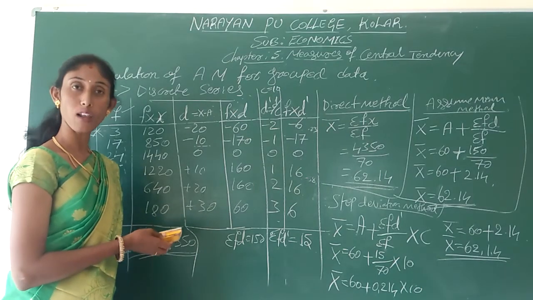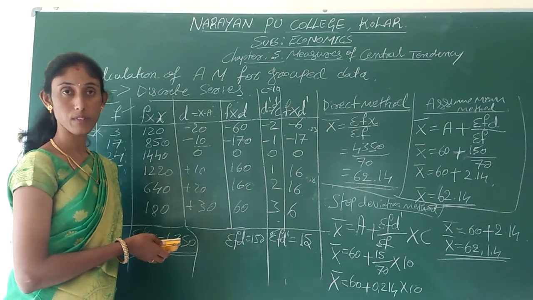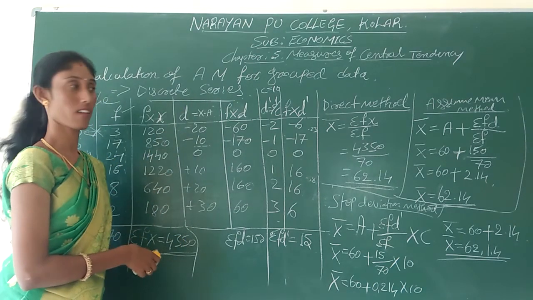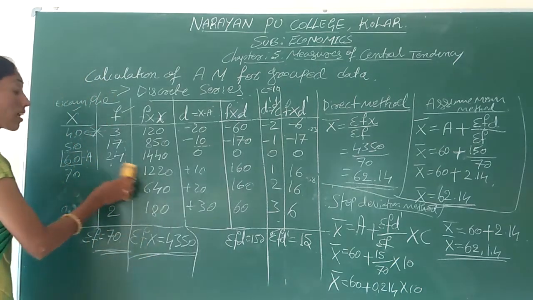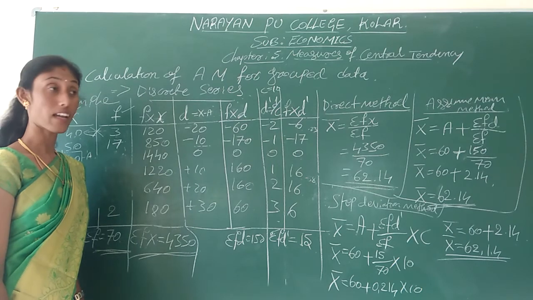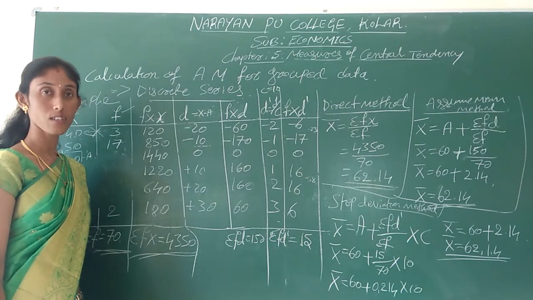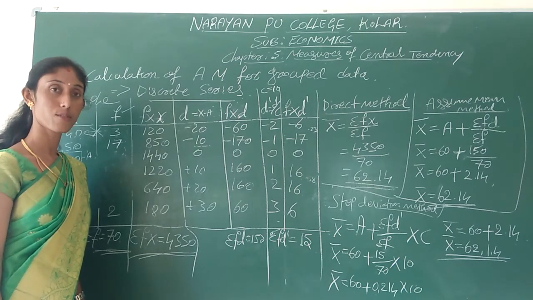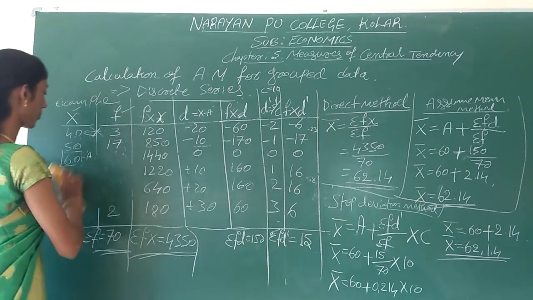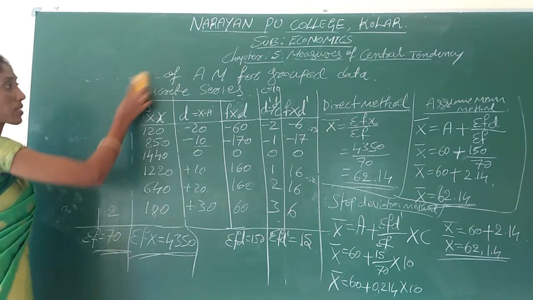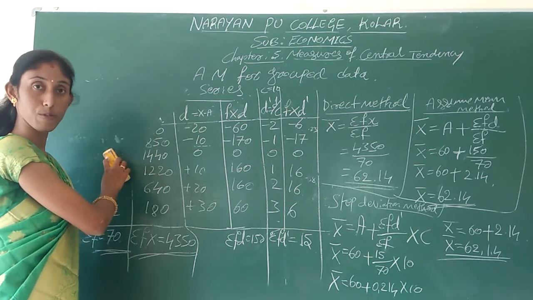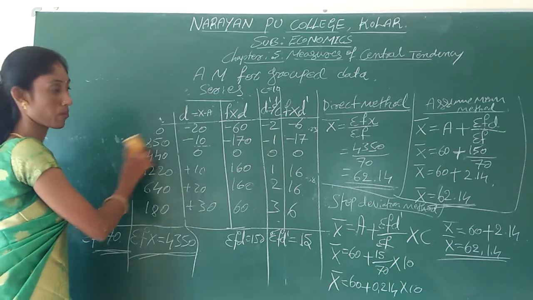Yeah, I hope all of you understood this problem, that is, how to calculate the arithmetic mean for the discrete series. Then I'll give one more problem in this class and try to solve it on your own. And if you can't, I will solve it in the next session. Okay? Please, all of you, try to make notes while watching the video.